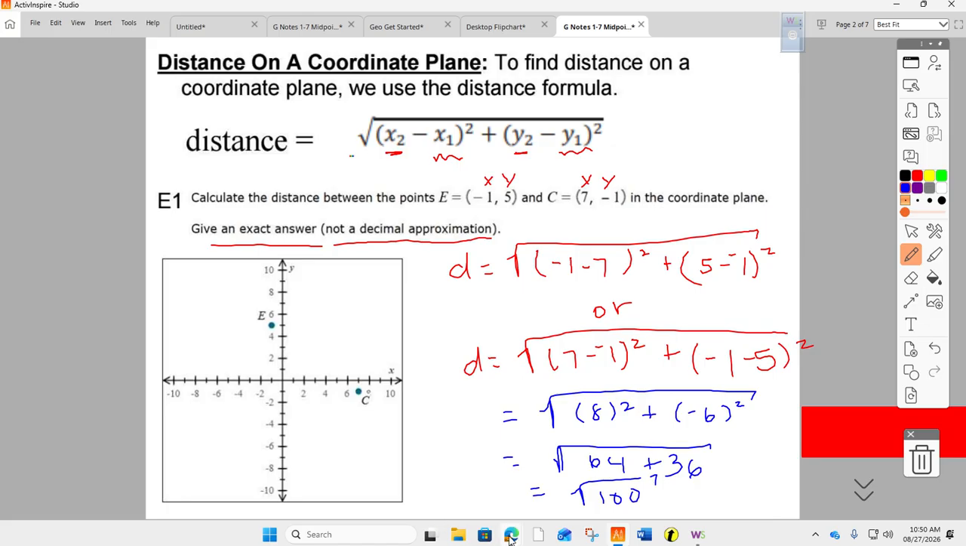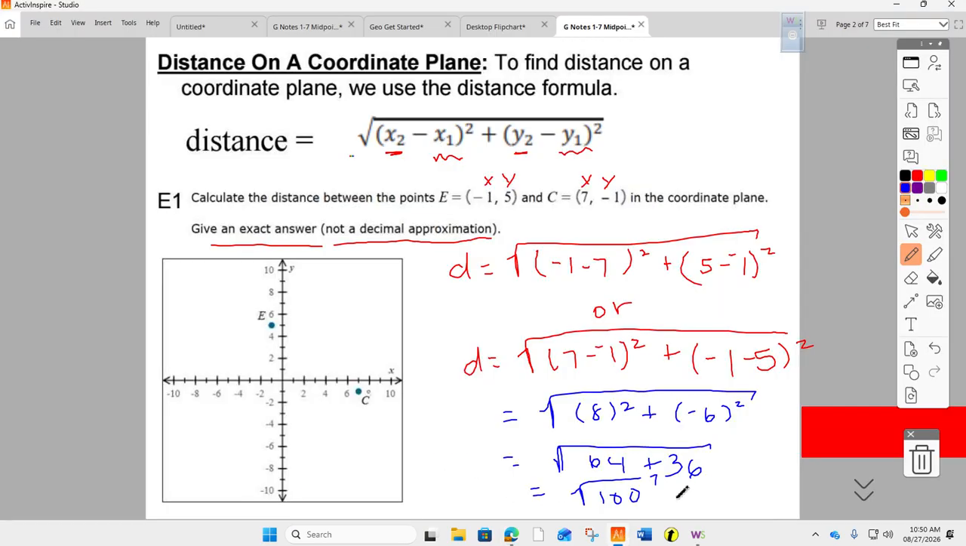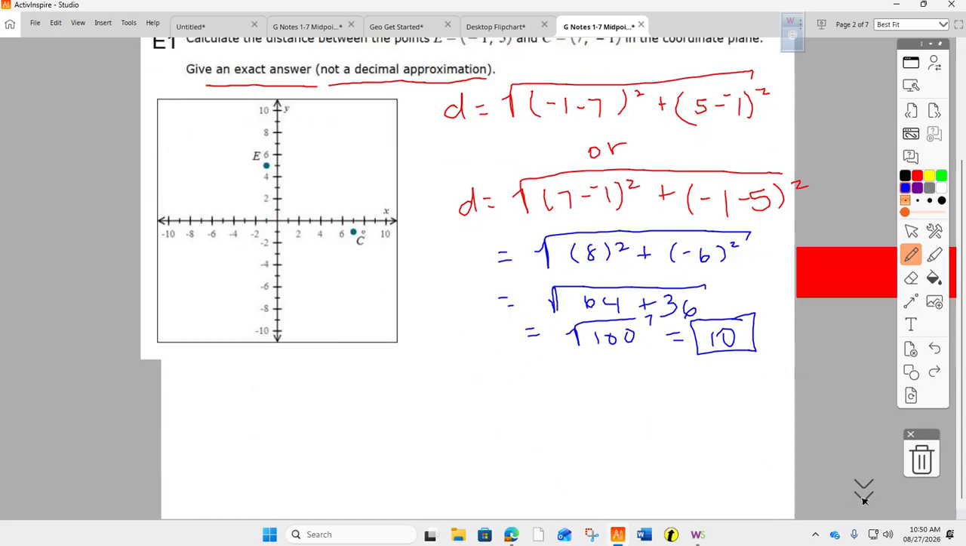So let me remind you where the square root button is. It's right here to the left of the division symbol. So we want to find the square root of 100. It's 100, square root button, and you don't have to hit the equal sign on that. So the square root of 100 is 10. There's no rounding necessary. That is the exact answer. Okay, so now we know that the distance between those 2 points is 10.